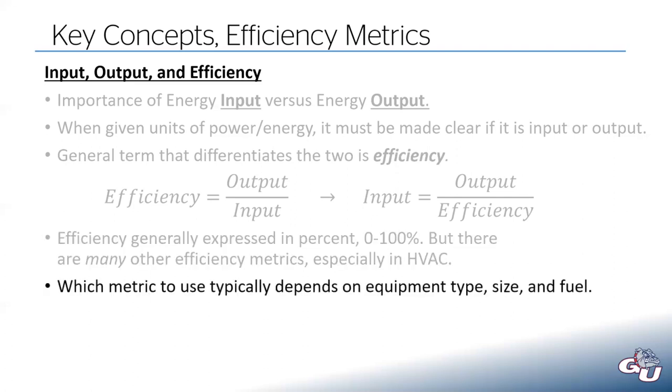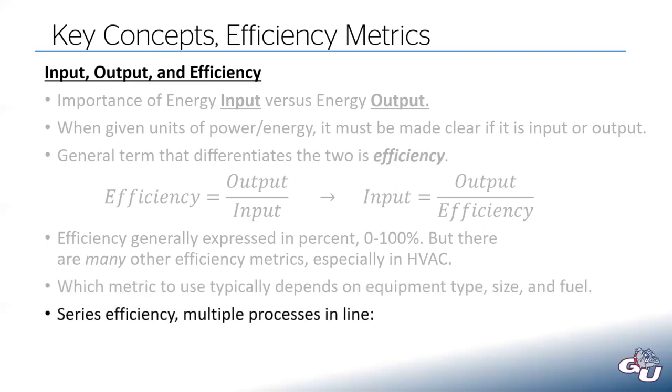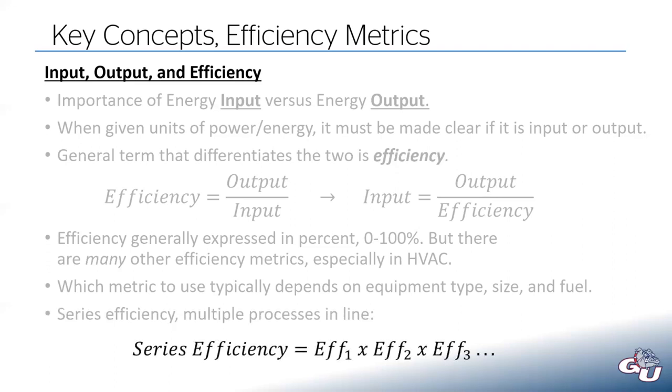And which metric we're going to use typically depends on what kind of equipment we have, how big it is, what kind of fuel we are using. Is it an electric source? Is it a gas source? That will impact how we express efficiency. And then it's also important to think about series efficiency. So if you have multiple processes in a line, the efficiency of that entire series is going to be the product of all of the individual efficiencies in that series process. I'll have a diagram here to talk more about that.